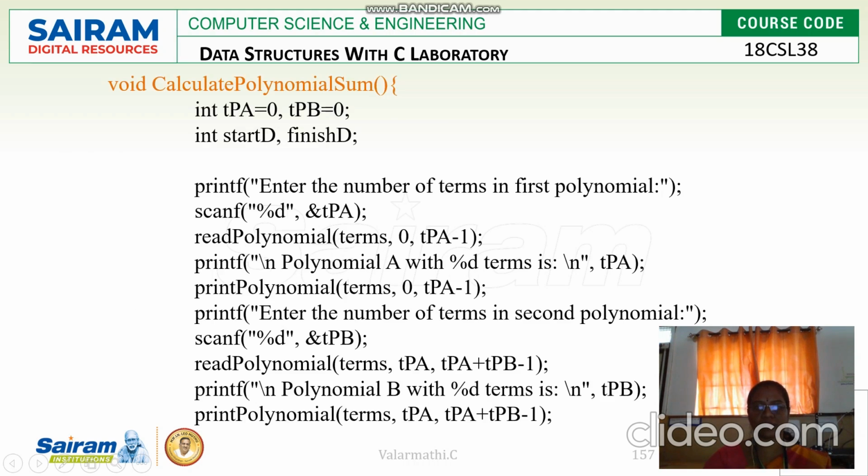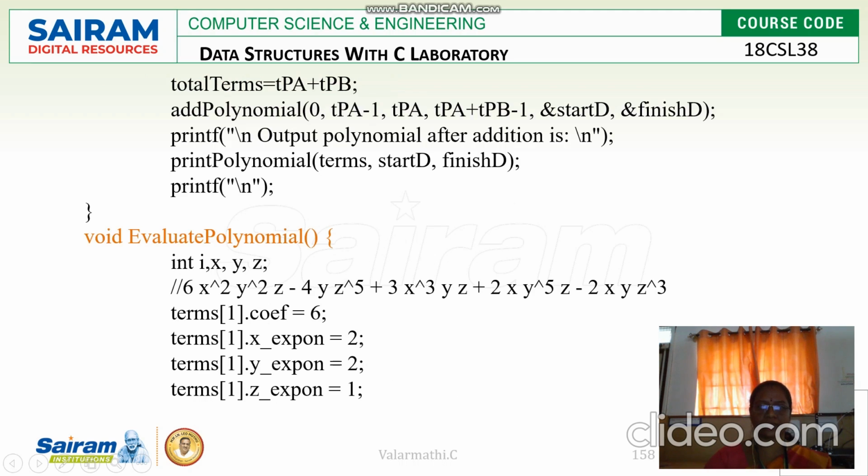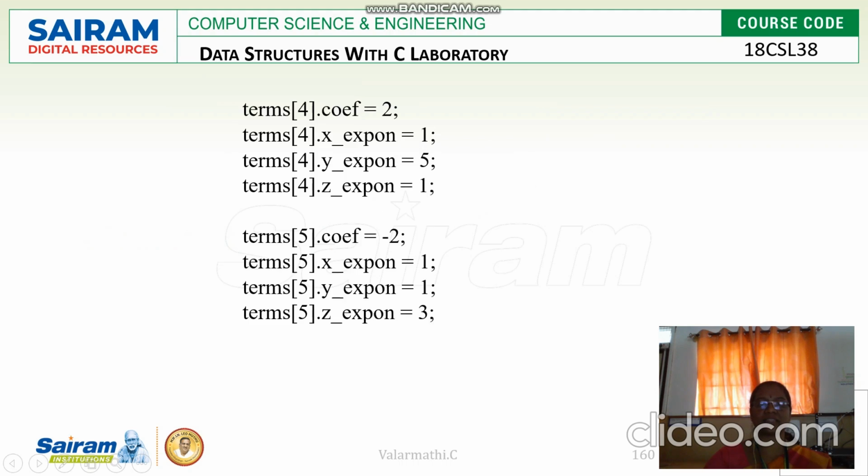Then calculate polynomial sum. So this is the evaluation process. So how we can evaluate the polynomial means first we should read the values of the polynomial by using the function read polynomial. Then we can display the values. Then for the second polynomial also we should read and print. Then finally add polynomial is the function to add the two polynomials. Print polynomial is for printing the polynomials. So like that it is done.